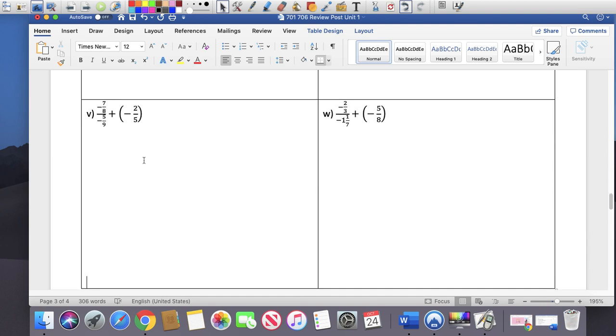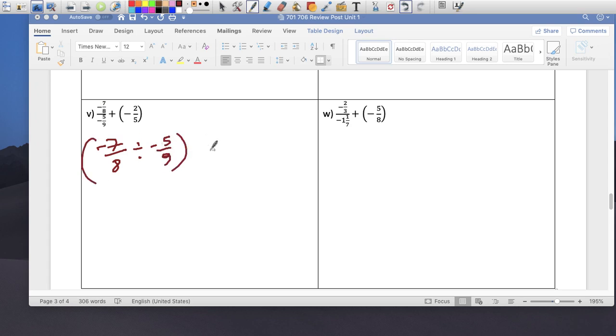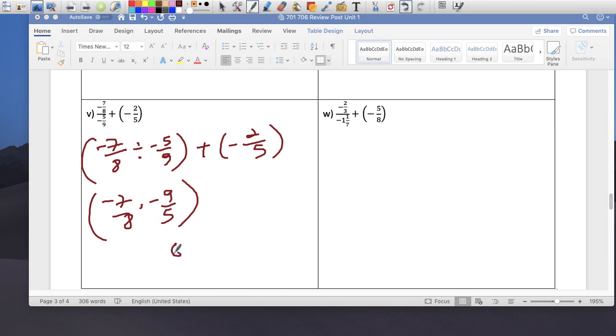And this one, it's a complex fraction. So let's change this a little bit. So I'm going to write negative 7 over 8 divided by negative 5 over 9. I'm just going to change this to this so we can understand. And then plus negative 2/5. Negative 7 over 8 times negative 9 over 5, right? You simplify anything? No, so negative times negative is a positive, and then it's going to be 63 over 40. I'm going to leave it like this because I have to add to this.